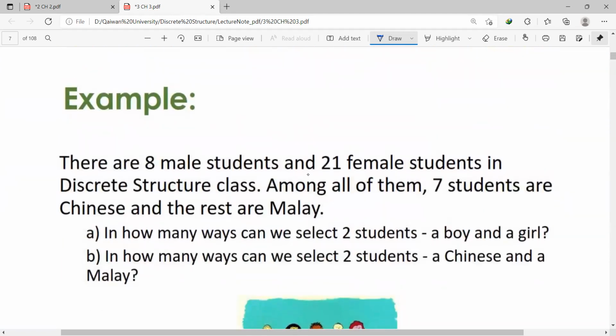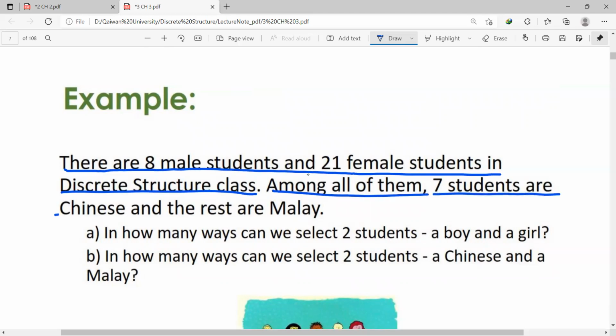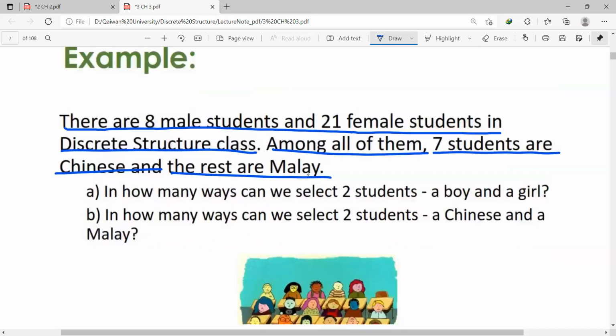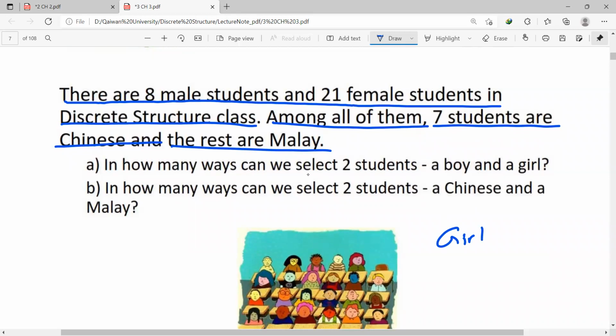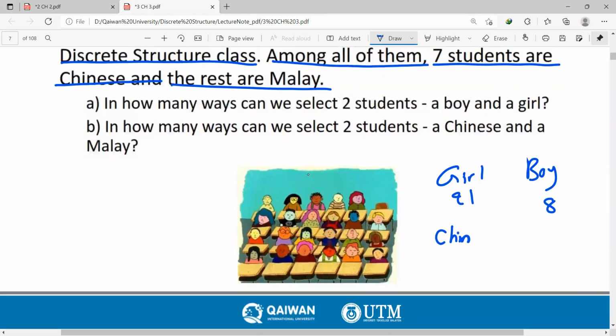In the example, it's much easier. This is an example similar to the previous one, but the questions are different. Here it says there are 8 male students and 21 female students in a discrete structure class. Among all of them, 7 students are Chinese and the rest are Malay. That means girls are 21, boys are 8, Chinese are 7, and Malay are 22. You found this before.